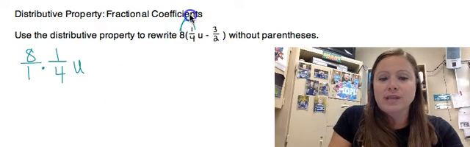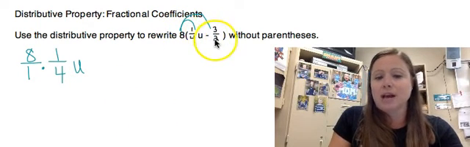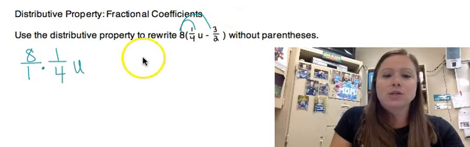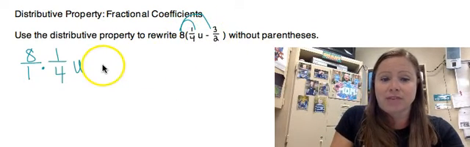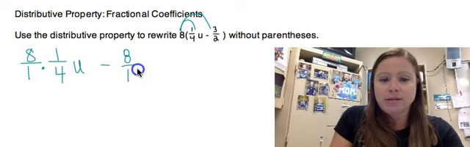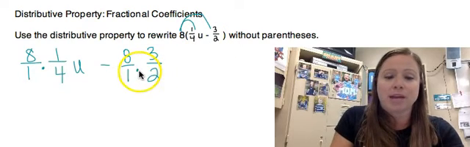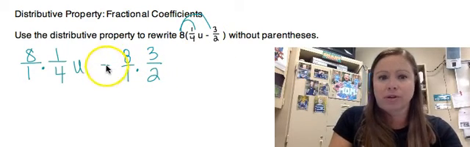Then, for the second one, I've got 8 times -3/2. So I know that this is going to be negative because a positive times a negative is a negative. So minus 8 over 1 times 3 over 2. Again, I don't put -3 over 2 because I already put the negative out here.